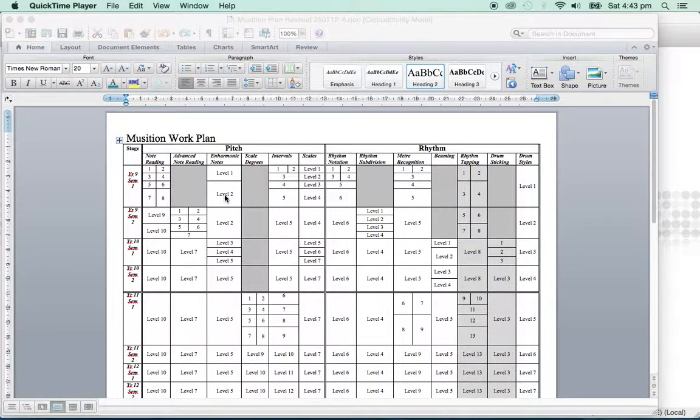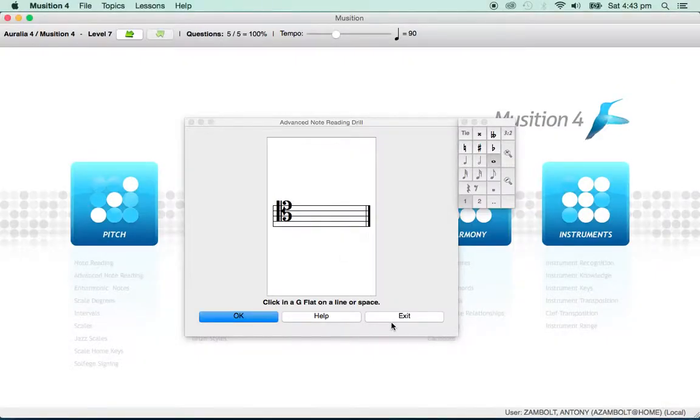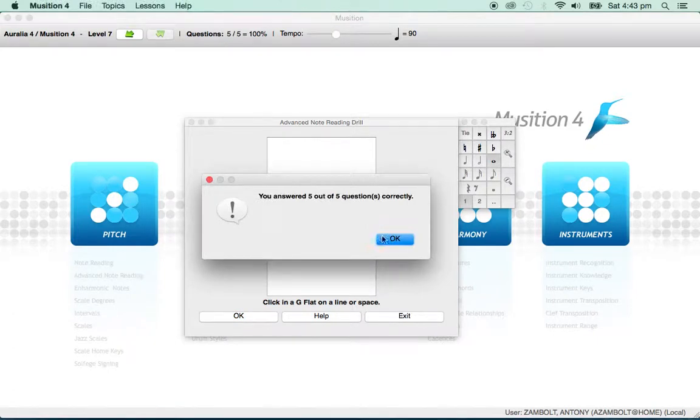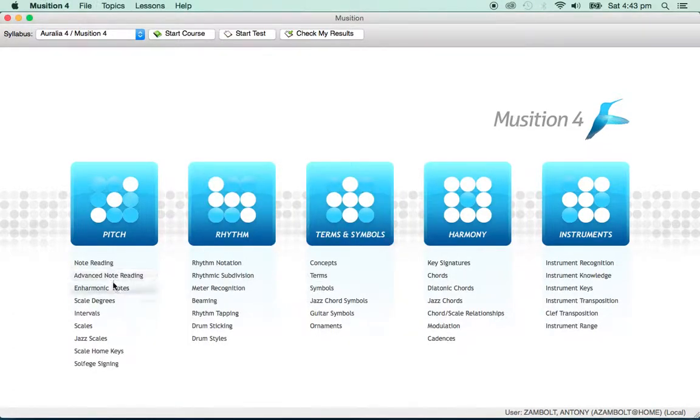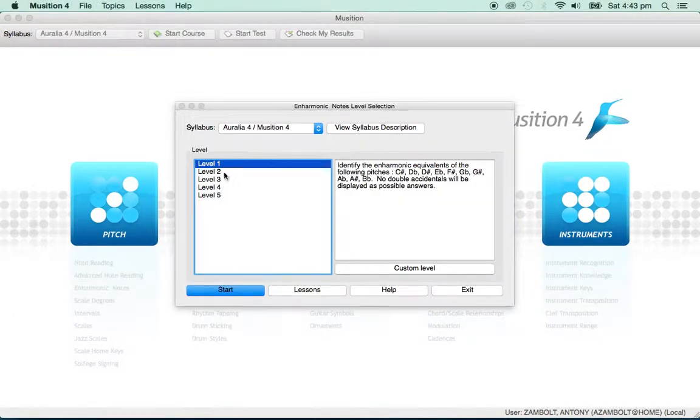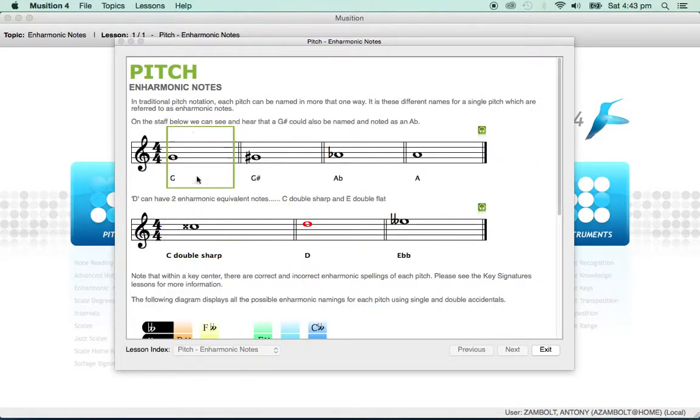Enharmonic notes, level 2, which is in this kind of area. Get out of that. Enharmonic notes, level 2. So you have to identify the enharmonic equivalents of the following pitches. Okay, let's go to the lesson section of this and just check what we mean by enharmonic notes.